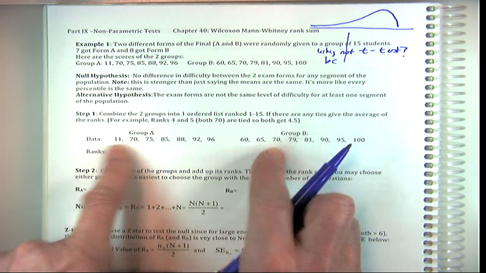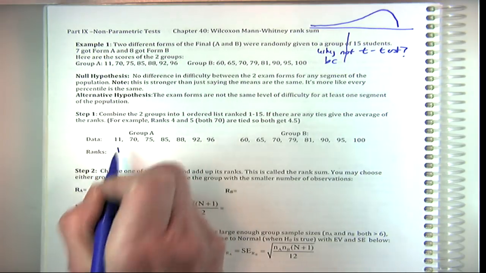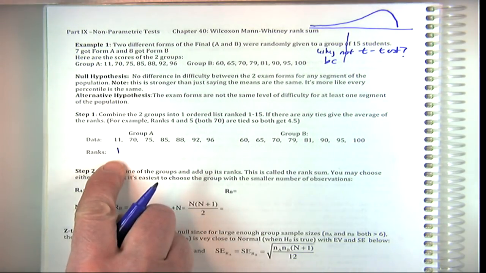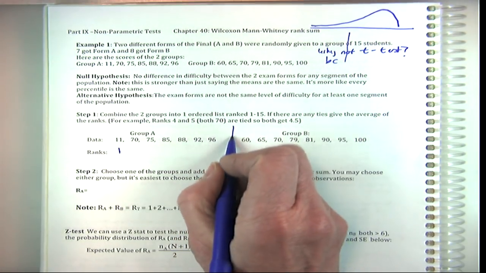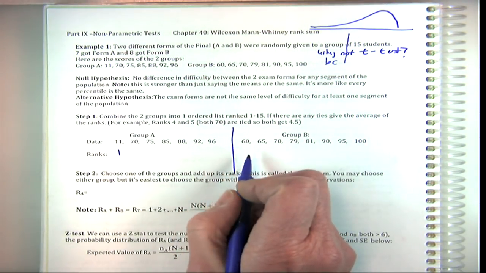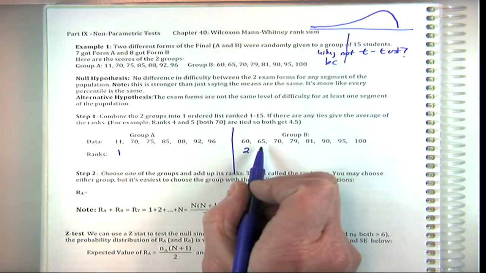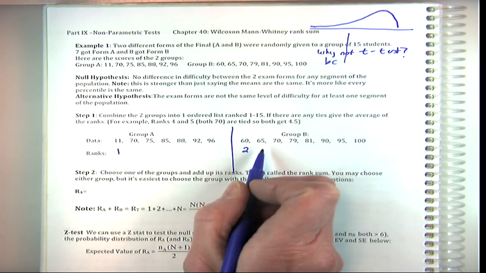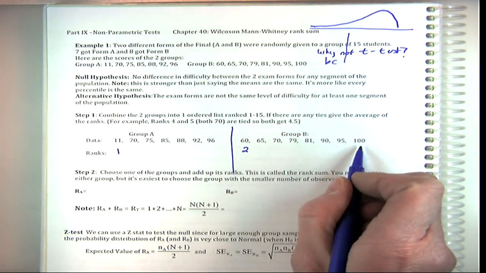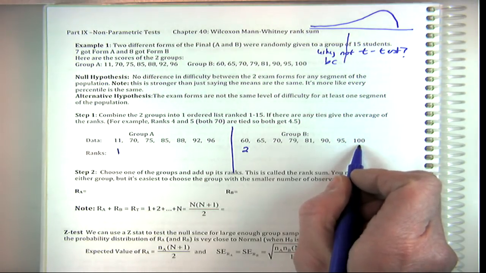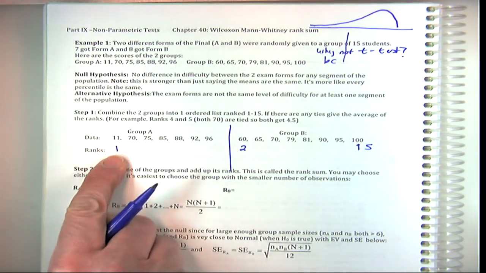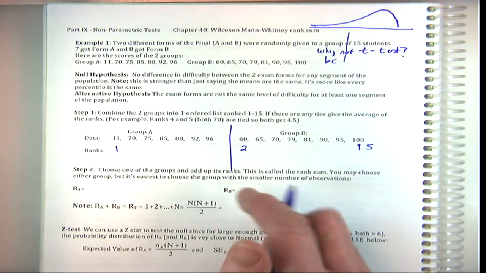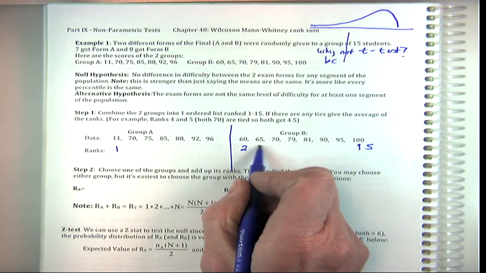We start with the lowest, which is 11, and we give that a ranking of 1. Then we look for the next lowest, and that's here. That's a ranking of 2. This right here is going to be the highest, and you know there's 15, so that's going to be 15. We know that already: the lowest is going to be 1, the highest will be 15. So now this is 2, this is 3.